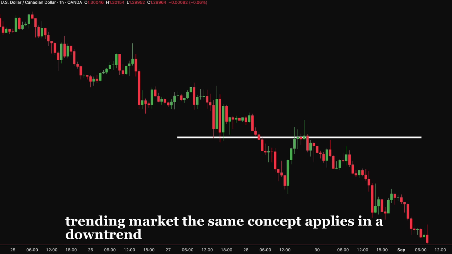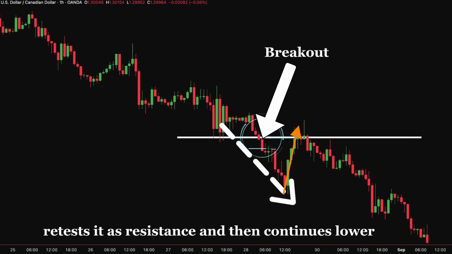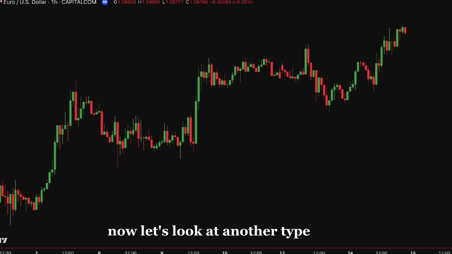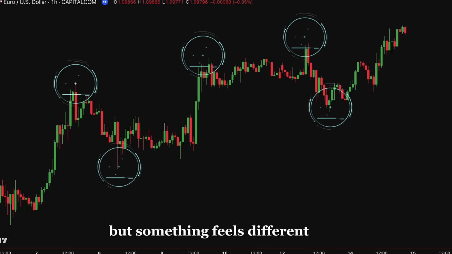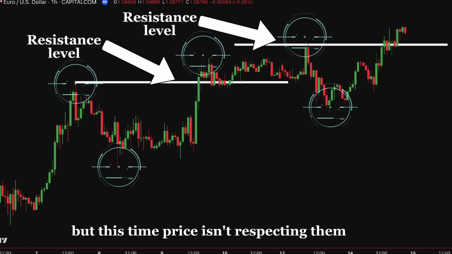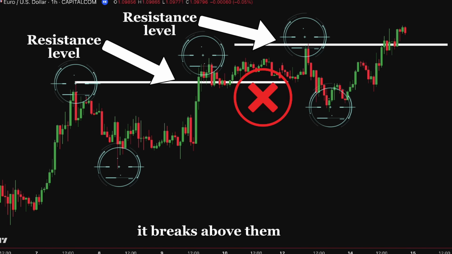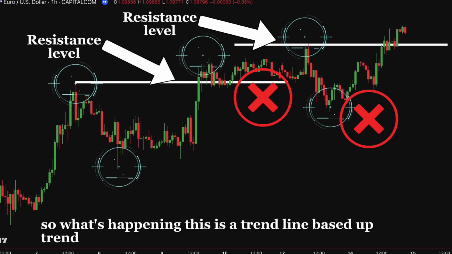The same concept applies in a downtrend, just flipped. Price breaks support, pulls back, retests it as resistance, and then continues lower. Now let's look at another type, trendline-based trending market. Take a look at this chart. It's clearly in an uptrend, price is making higher highs and higher lows, but something feels different. You might try to draw horizontal resistance and support levels, but this time, price isn't respecting them. It breaks above them, but doesn't come back to retest those zones cleanly. So what's happening? This is a trendline-based uptrend.